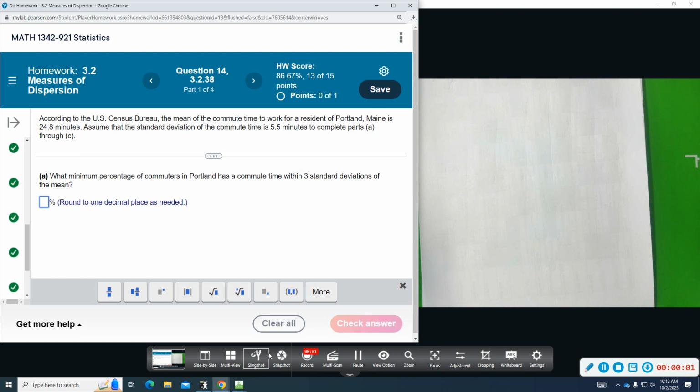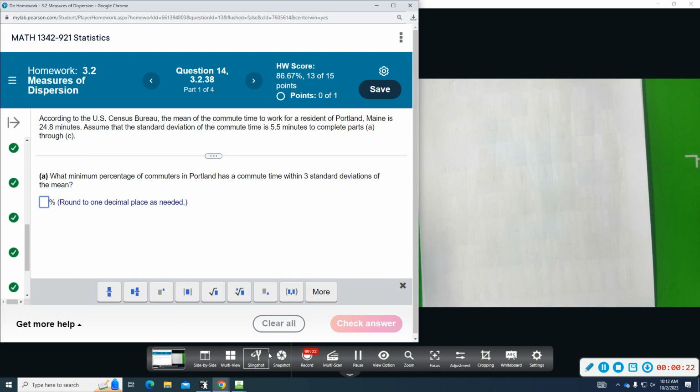All right, number 14, we've got Census Bureau. Gives us the mean time to work is 24.8 and standard deviation is 5.5. We're going to complete parts A through C. Want to know what's the minimum percentage of commuters in Portland to commute within 3 standard deviations of the mean.